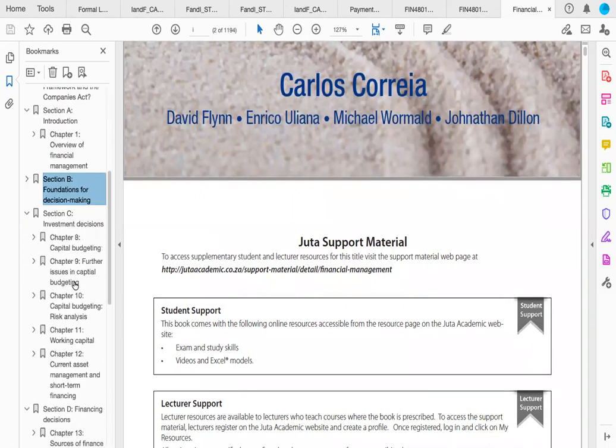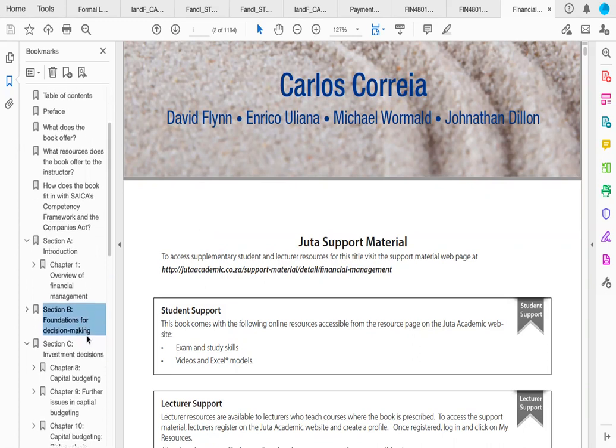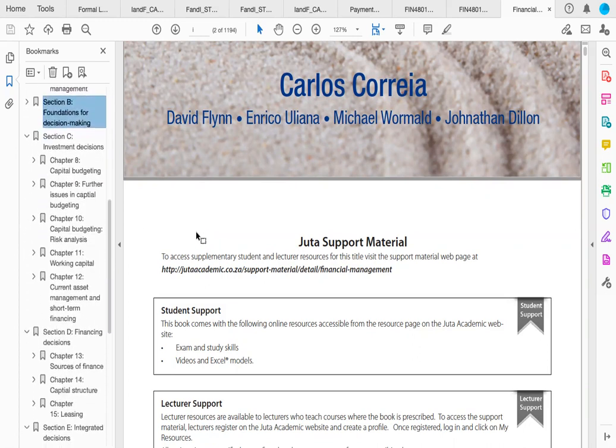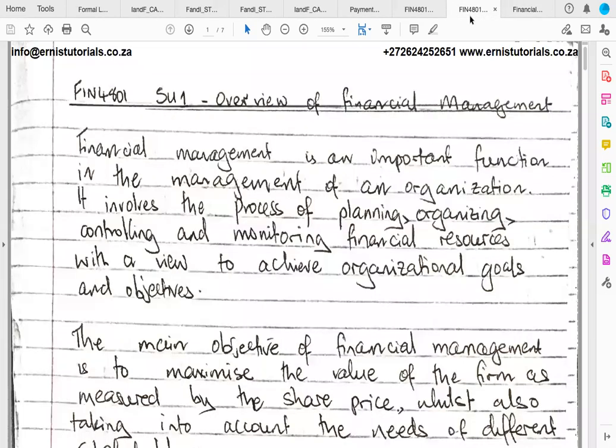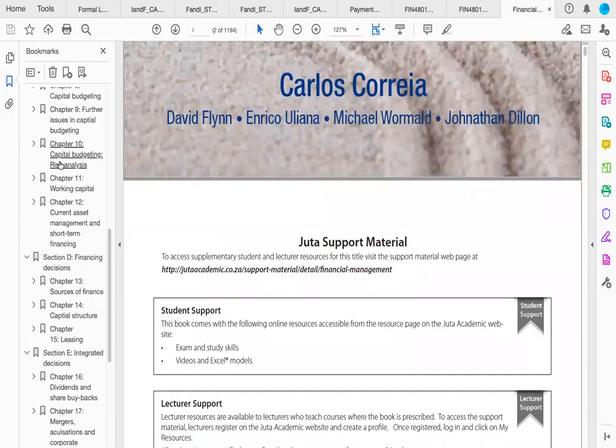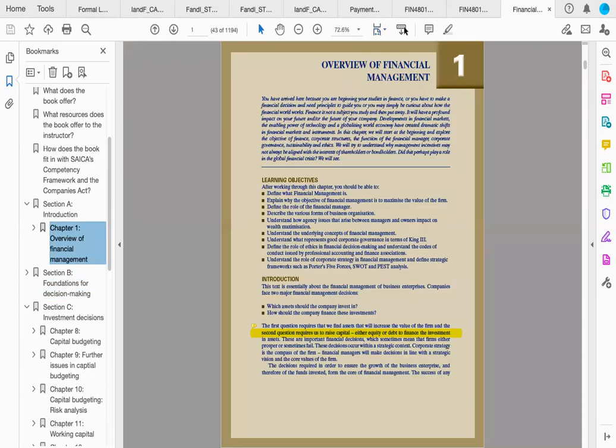So if you understand the first 17 chapters of the prescribed textbook and the questions at the end of the textbook and all the important concepts I'll be taking you through, you should be fine with the module. So in this first class, I'm going to take you through an overview of financial management.